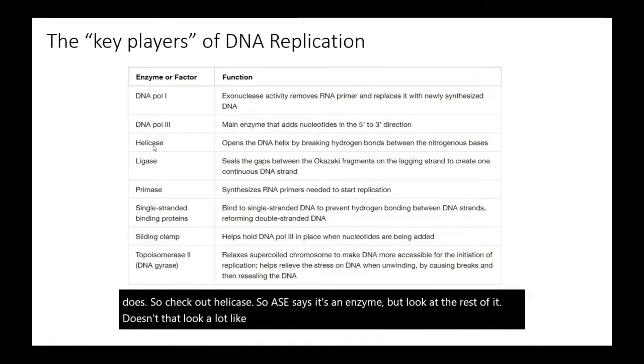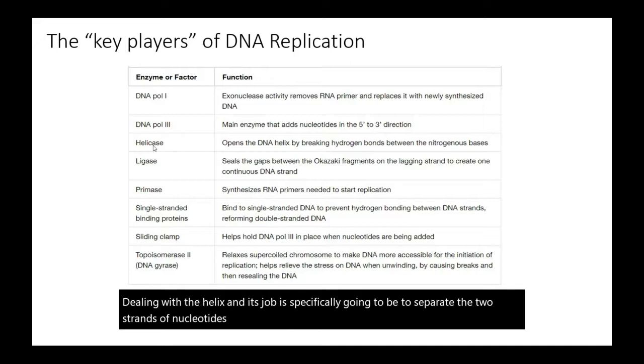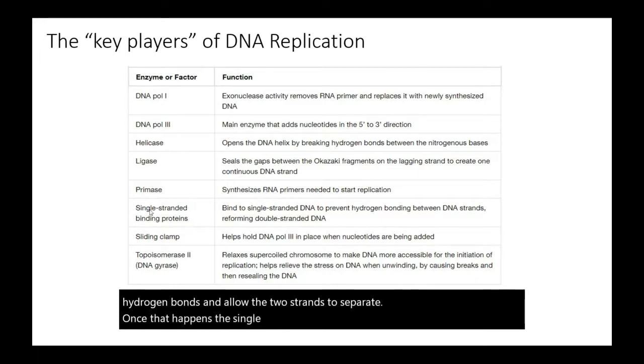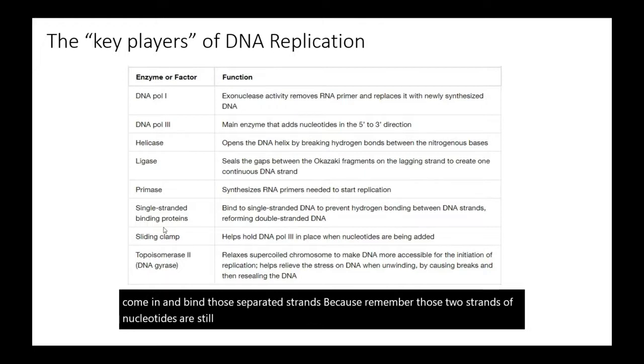So you know that helicase is going to be dealing with the helix, and its job is specifically going to be to separate the two strands of nucleotides that make up the DNA molecule. It's going to break those hydrogen bonds and allow the two strands to separate. Once that happens, the single-stranded binding proteins on the table are going to come in and bind those separated strands. Because remember, those two strands of nucleotides are still complementary. They still want to base pair.